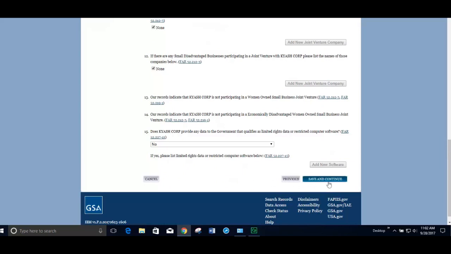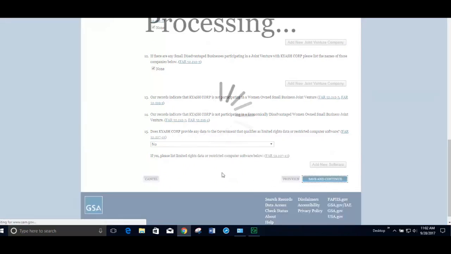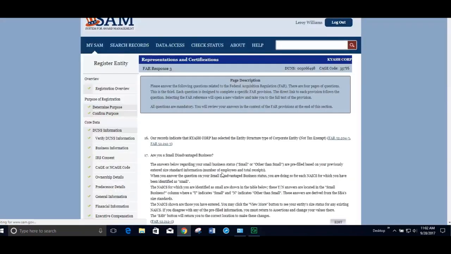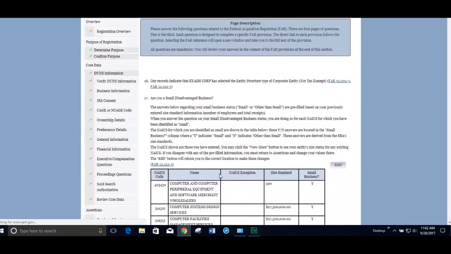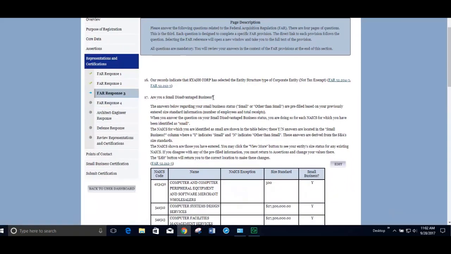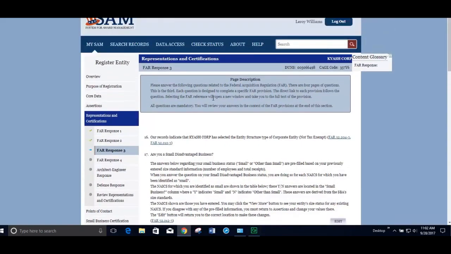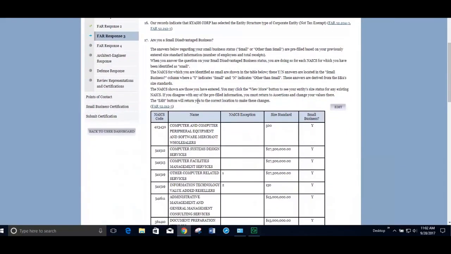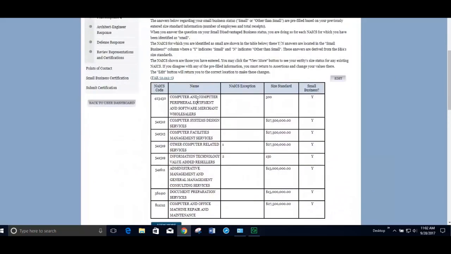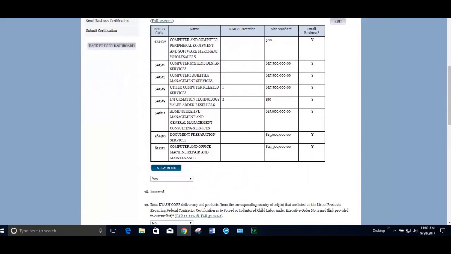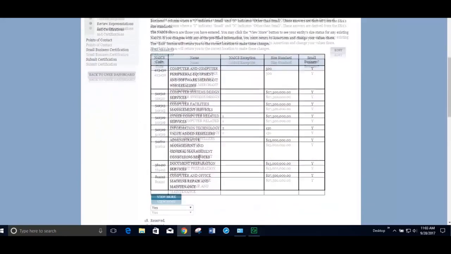We hit save and continue. Let's see what happens when we hit save and continue for FAR response 2. Okay, we're back to FAR response 3. For some strange reason, the system took us back to the initial page, the overview page, and I had to fast forward back through everything. Apparently I must have put in the wrong data. So anyway, that happens. Anyhow, let's keep going.